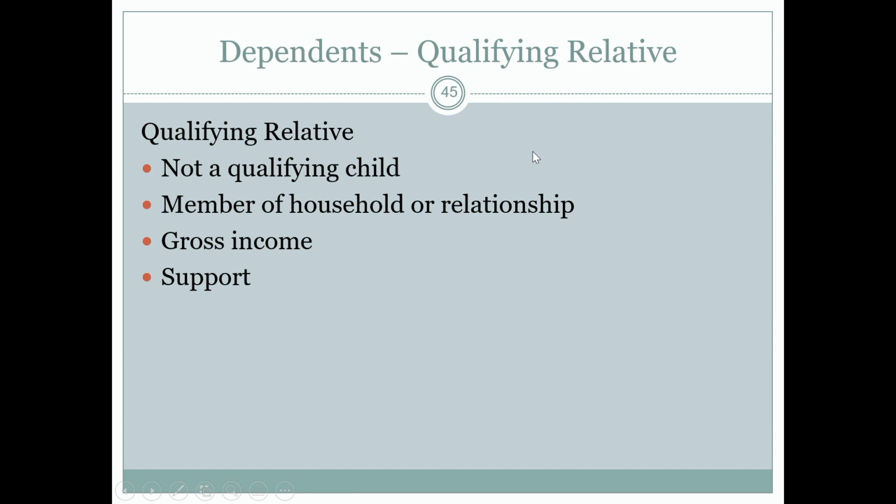Okay, the next test that we're going to talk about is for a person who didn't qualify as a qualifying child, so we're going to talk about qualifying relative to see if they qualify there. The first thing we see is that they must not be a qualifying child. They do have to be a member of your household or related to you. There is a gross income test for this particular one, and again, there is a support test.